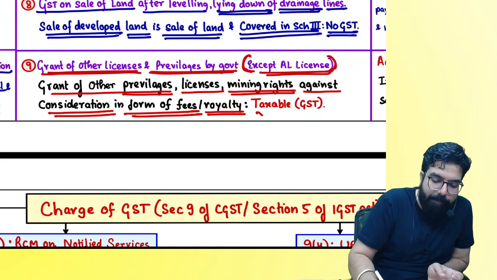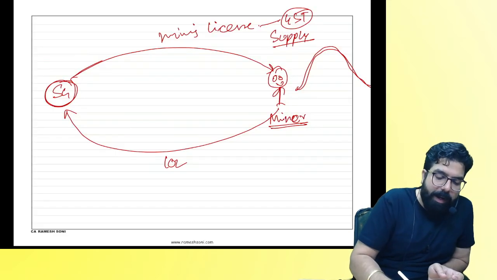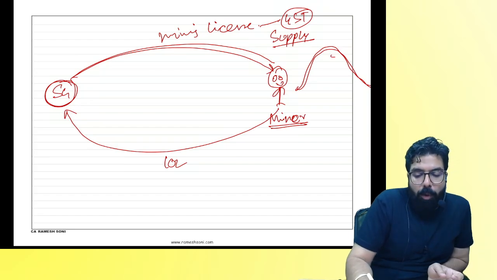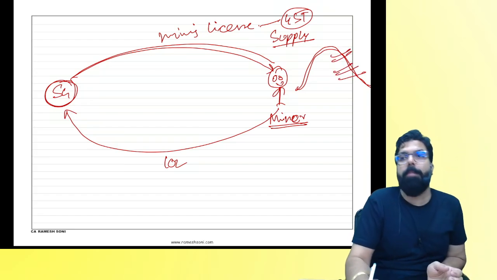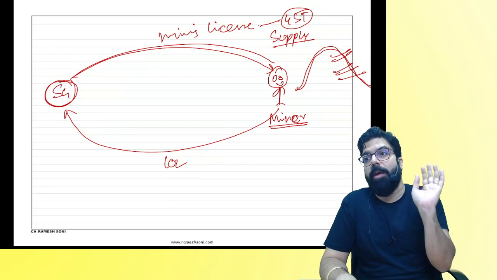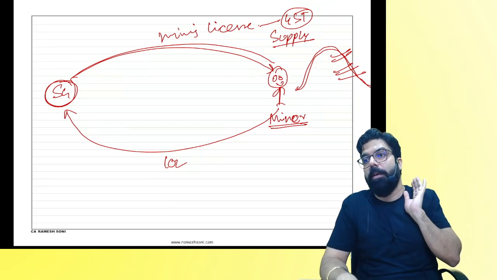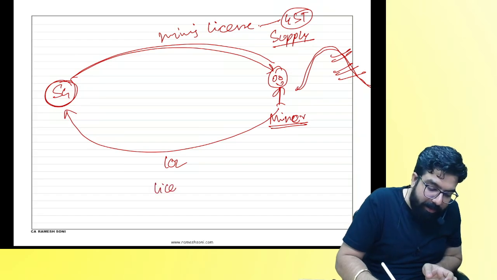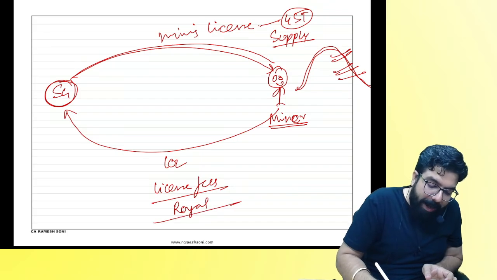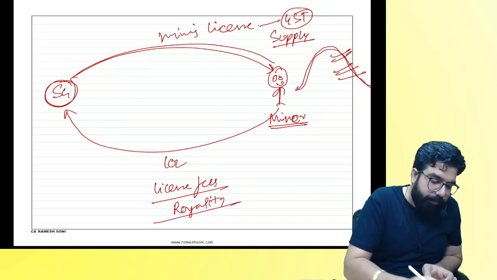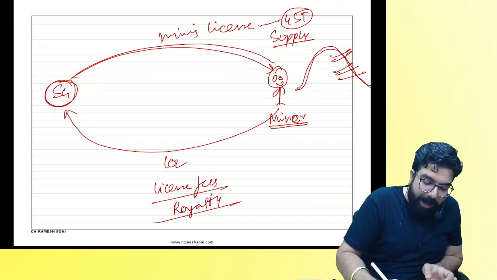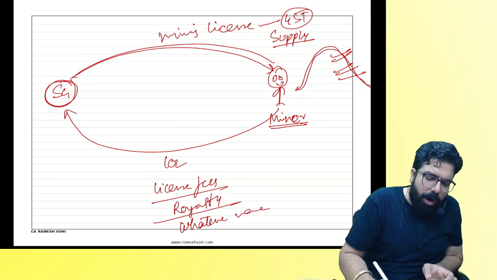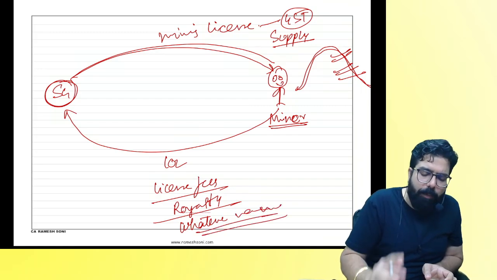So the government went ahead and gave me a mining license. They told me, however much stone you take out, based on every ton of stone, we want royalty of 1 rupee. I am paying license fees, or royalty, or any other amount by whatever name called. Remember one thing, you call it by whatever name.